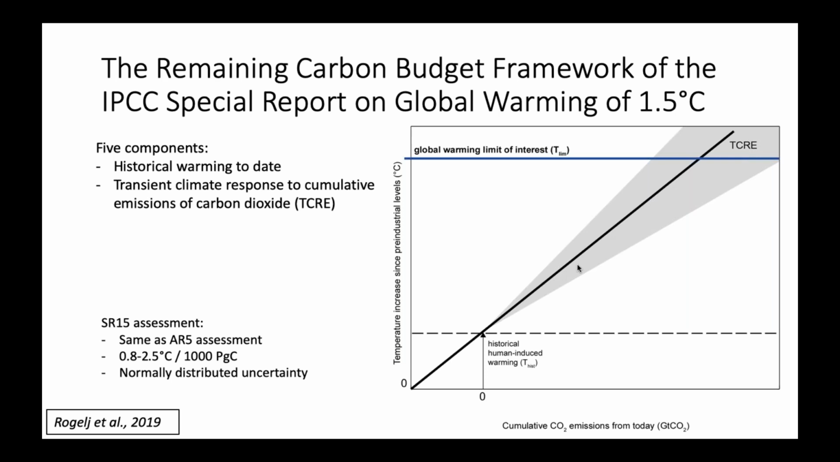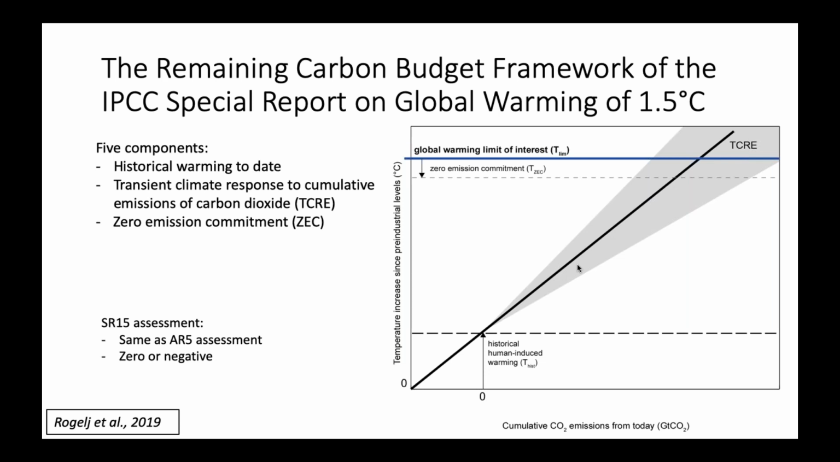And you could just read off a carbon budget from the top there, but there are a couple of other things you need to account for first. So the first one is what we call the zero emission commitment, the ZEC, and that we'll talk about a bit later. So we have an entire MIP dedicated to looking at that. So in the special report in 1.5, they assumed, as per AR5, that this was zero or very close to zero. For reasons it turns out are quite reasonable.